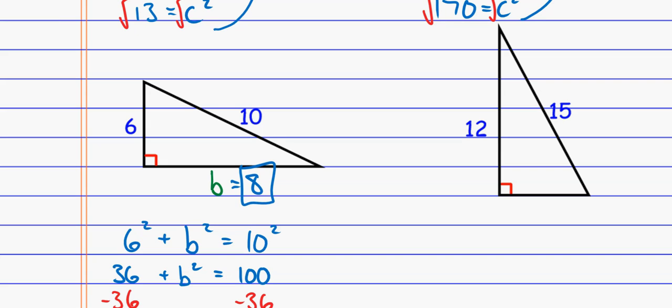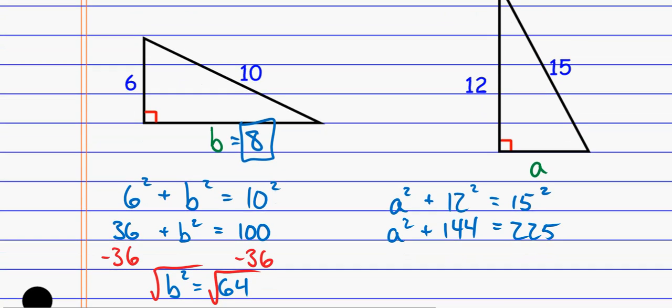Notice I'm missing the shortest side this time, so I'm going to call it A. And now once again, I'm going to do my Pythagorean theorem. It's A squared. Sorry, I switched colors on us. So it's A squared plus the other leg, which is 12 squared, equals the hypotenuse squared, 15 squared. And now once again, I simplify. So I square each of those numbers.